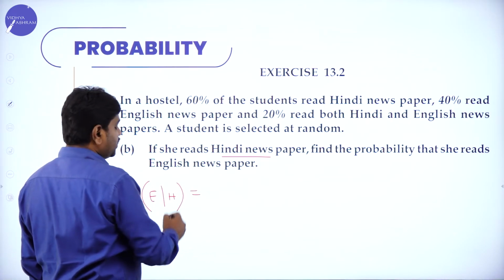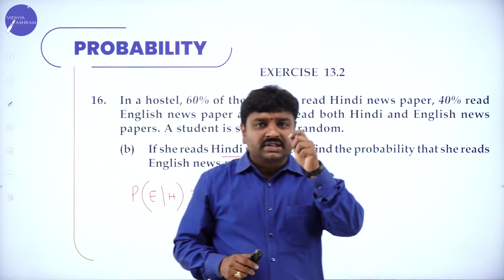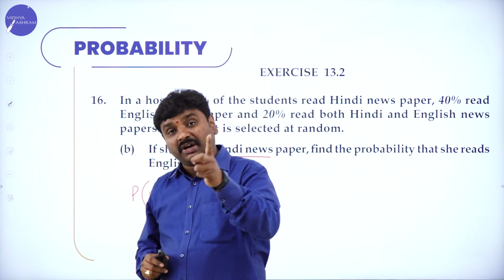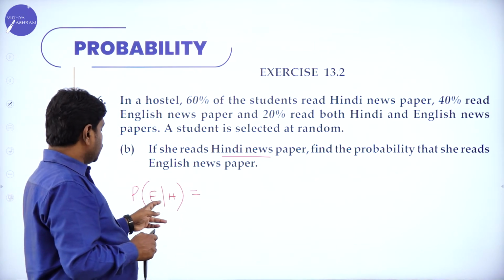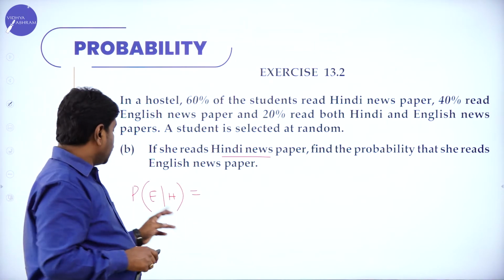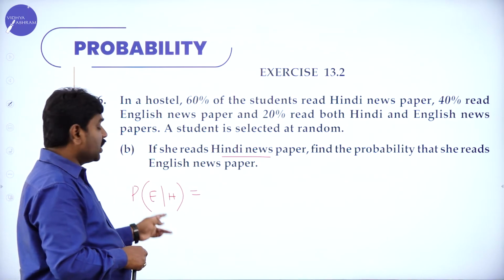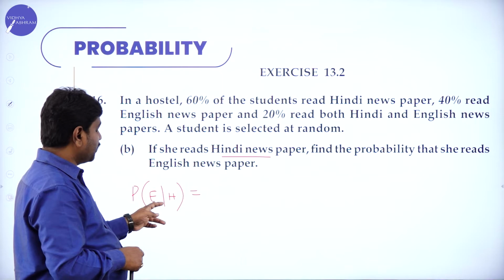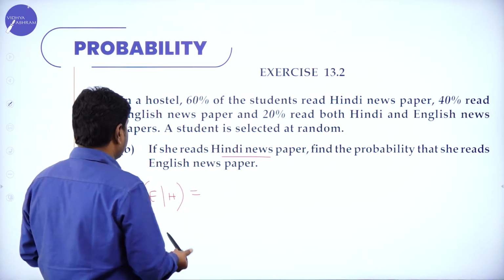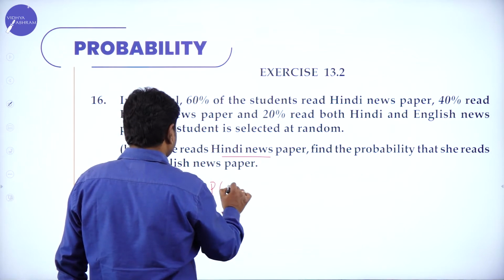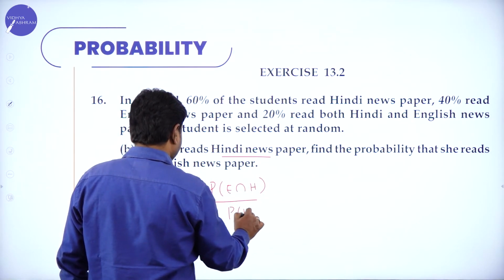What is P of E by H? It is conditional probability. They told us that she reads Hindi, and we need the probability that she reads English. How to read P of E by H? Probability of E given that H occurred. That means the probability of English reading people given that she already reads Hindi. The conditional probability is P of E intersection H divided by P of H.